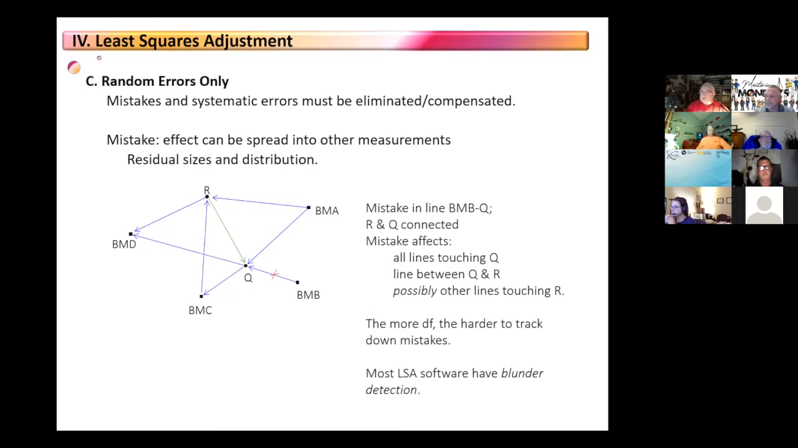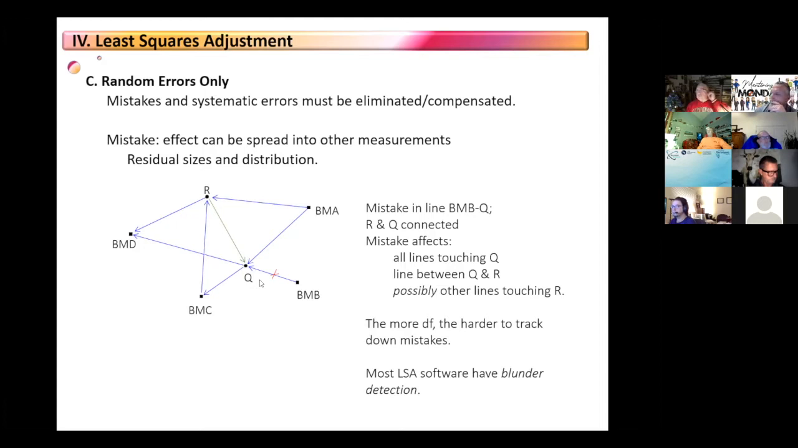And if it finds it, it flags them and tries to isolate them and say, look, it looks like there's a problem with some of these readings coming into point Q, because if I try these different combinations here, if I go from BMA to R to Q this way, I get a consistent elevation this way, but when I come up through here, I get an inconsistent elevation.